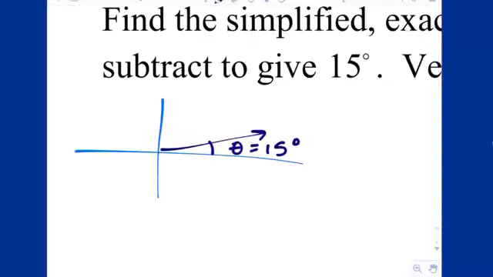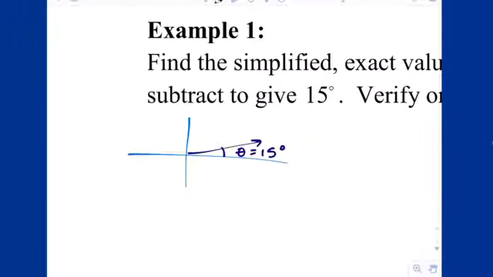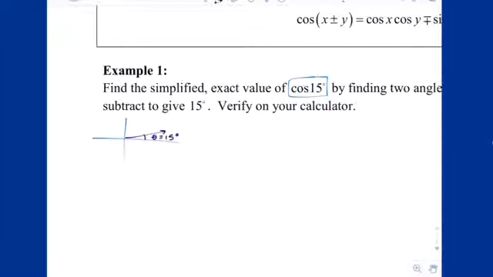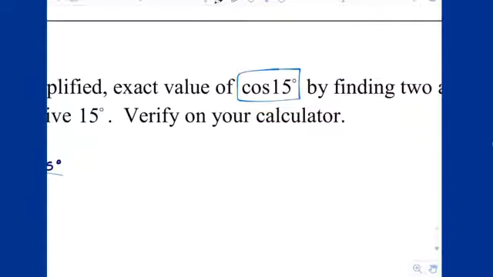Now, because it is a very small angle off the positive x-axis, the cosine of 15 degrees should be closer to what? 1 or 0? Should be closer to 1, right? Remember, cosine measures the width of your triangle, and sine measures the height. Okay? So this should be something really, really close to positive 1. But what is it exactly? I don't know. The calculator will tell me. But if I ask you for the simplified exact answer, the calculator won't give you that.